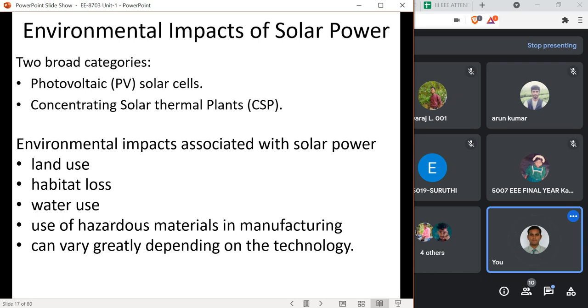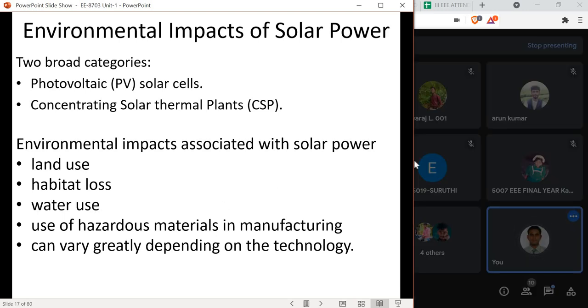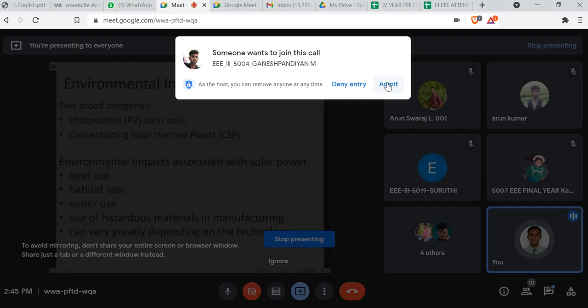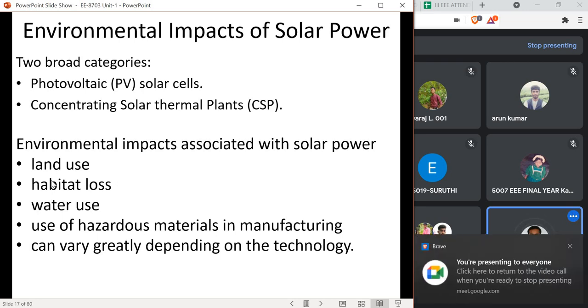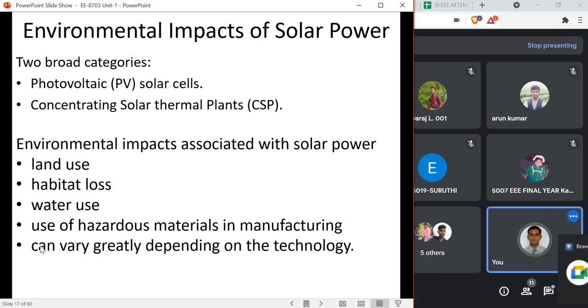Fine. Next is environmental impacts associated with solar power. First one is land use. Then habitat loss, then water use, and then use of hazardous material, hazardous material at the time of manufacturing. We will see everything in detail. And finally, it depends upon the technologies. First we will discuss the use of land.